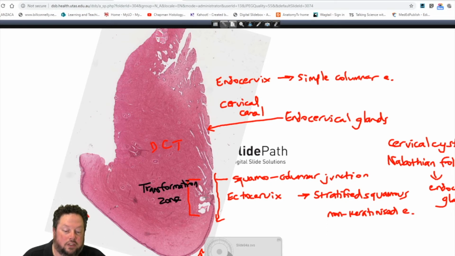And so the transformation zone is actually a clinically important area that when cervical samples are taken, like for example in a pap smear, they actually are trying to sample the cells here to look for any abnormal changes to this lining.